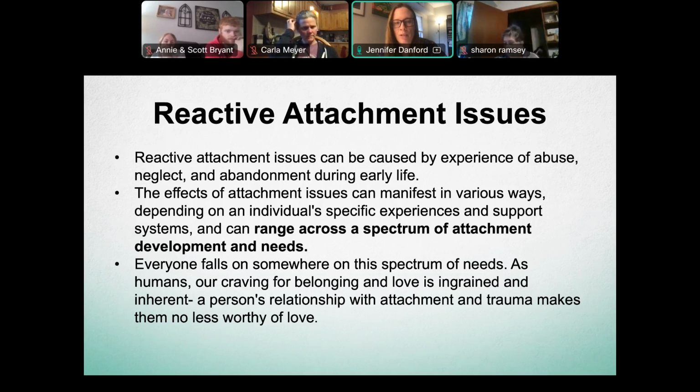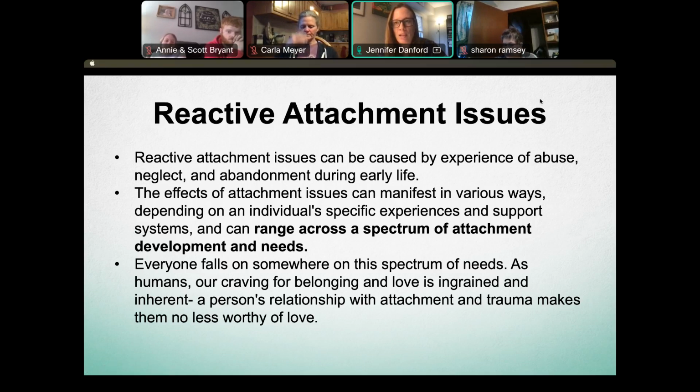Every human, every child, has a craving for belonging and love. It's a biological necessity because we cannot survive alone as children. We have to attach. And so even though they may have some of these issues, we still need to figure out how we can help them.